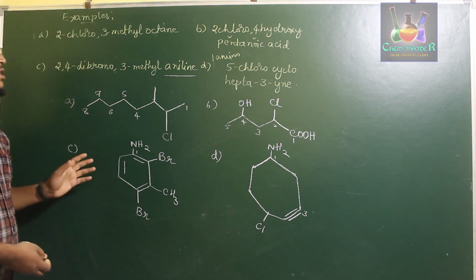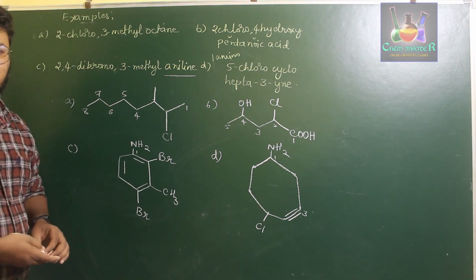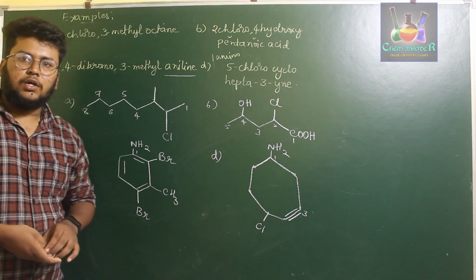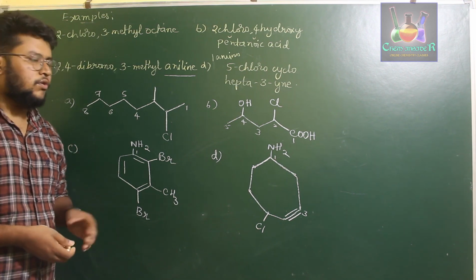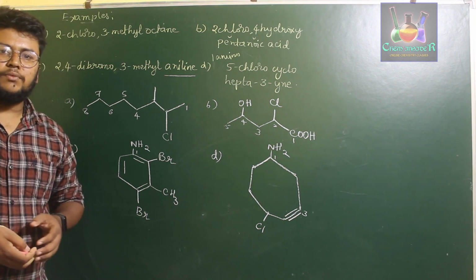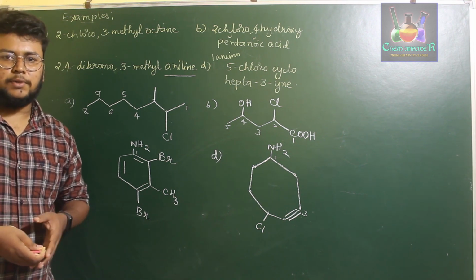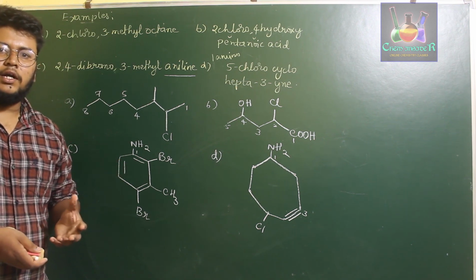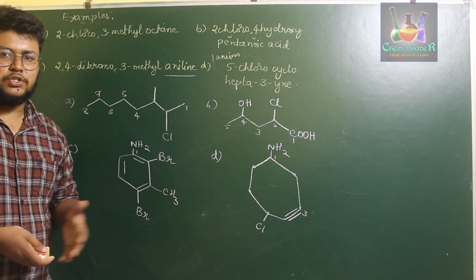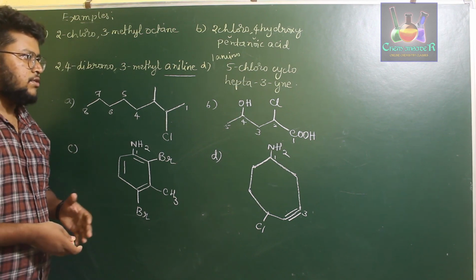Okay, so these are certain examples of how to write the structure of a hydrocarbon using its IUPAC nomenclature. In the next video, we'll discuss isomerism which we observe in hydrocarbons. I hope you have understood how to write the structure from an IUPAC name and how to write the IUPAC name for different structures.